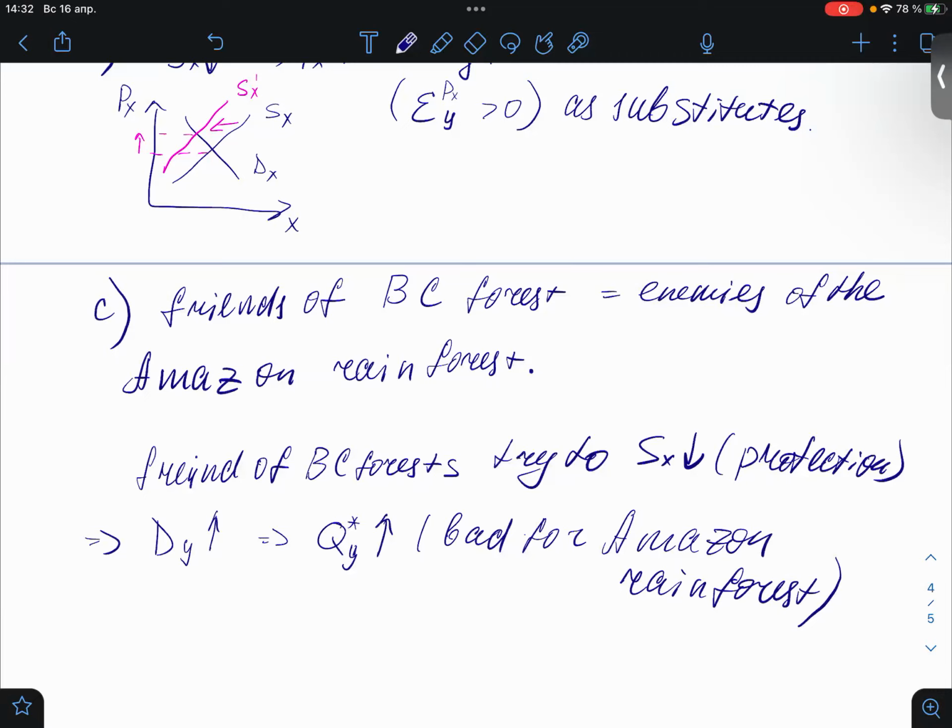Because from the previous point, if the supply of good X decreases, that means the equilibrium price of good X will increase, and we will switch to another softwood. Okay, that's all.